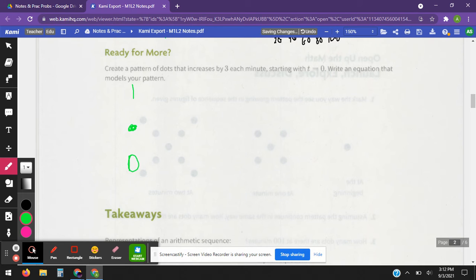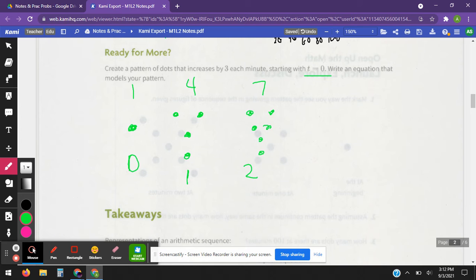If it increases by 3, then let's just do a similar idea like this. So I have my 1 in the middle, and now I have 4. And so now my 2, and then this one's 7. Oh, starting with t equals 0. There you go. And so there we go.